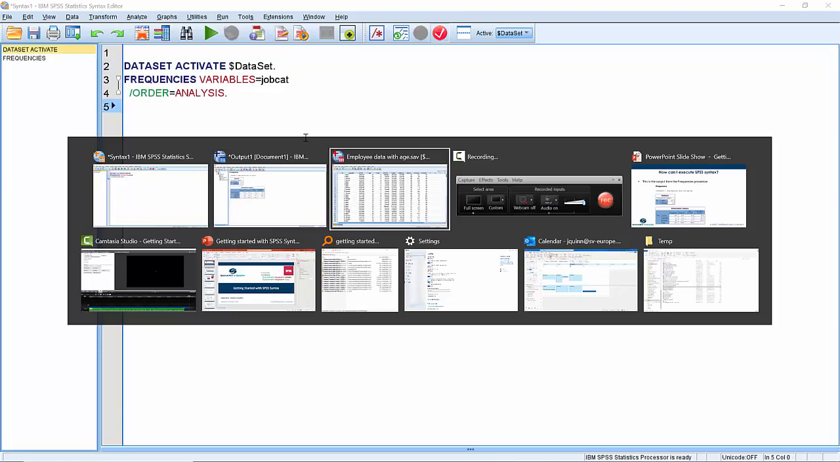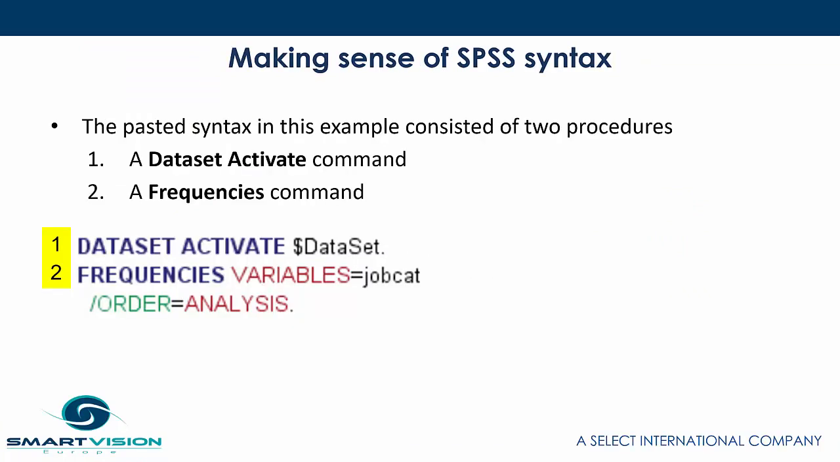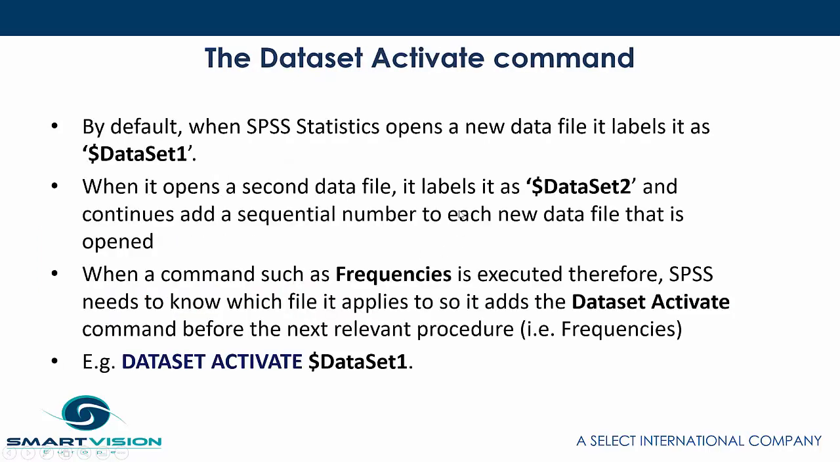Let's have a quick look back at our syntax and see if we can make sense of what's actually happening there. The first thing is that we can see there are 2 procedures in here. One's called a dataset activate command, which we could see there, and the second one was the frequencies command. So we didn't just see a frequencies procedure, we saw this dataset activate procedure as well. I need to talk about that a little bit so that you're not confused by it and you can make sense of why it's got this dataset activate command at the start.